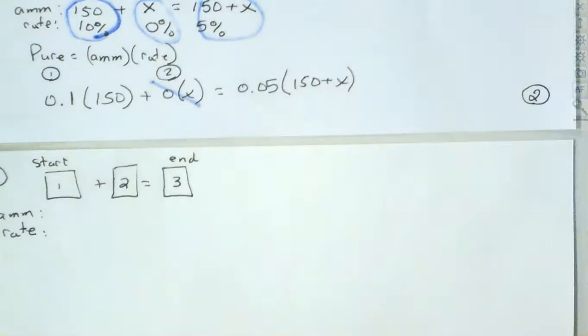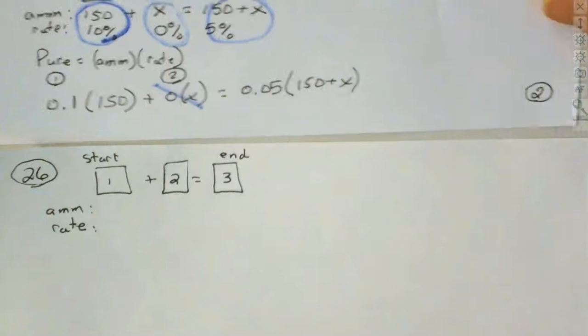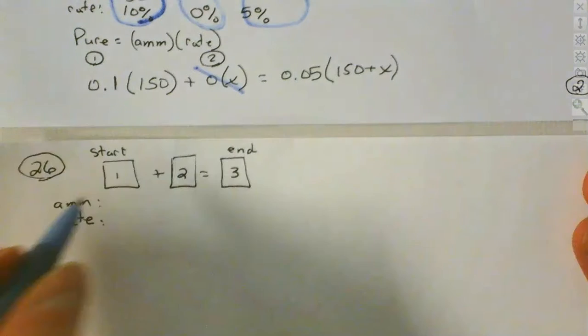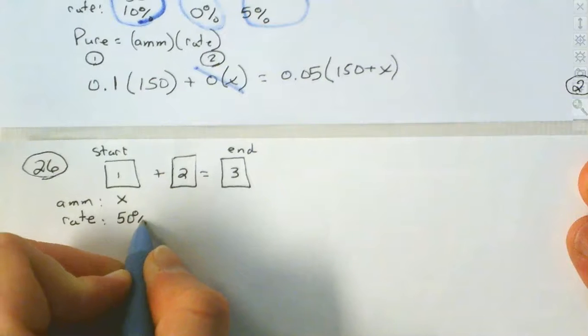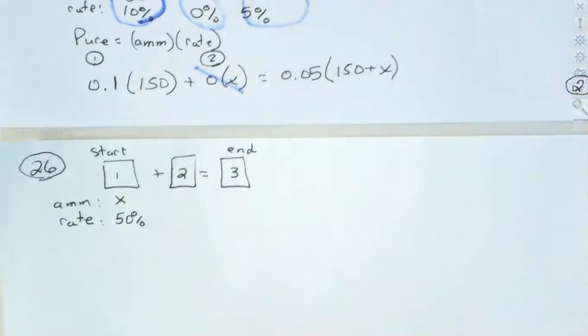What am I going to start with? It says, how many gallons of a fruit drink that is 50% real juice? So that's what I'm going to start with. We don't know how much is in there, but we know that it is 50%, right? It's the first piece we encounter. So we've got an unknown amount of 50% juice.